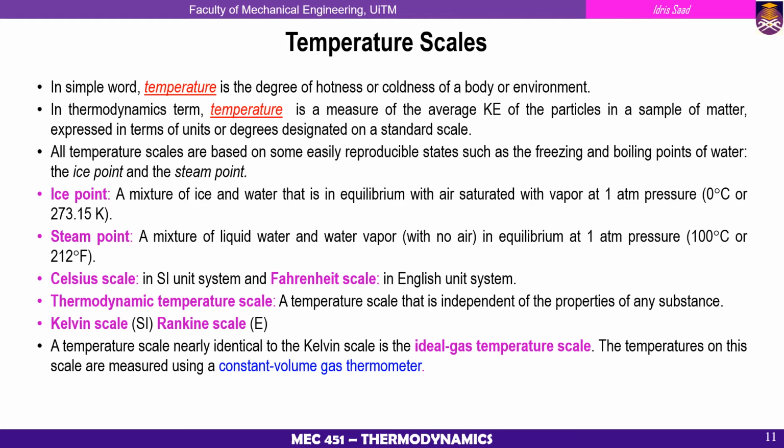The boiling point, also called the steam point, is a mixture of liquid water and water vapor without air inside it, in equilibrium at 1 atmospheric pressure. At the boiling point, for degrees Celsius it is written or denoted as 100 degrees Celsius, and for Kelvin it is 373.15 Kelvin. The rest of the units, such as Fahrenheit and Rankine, you may refer to other sources of information.